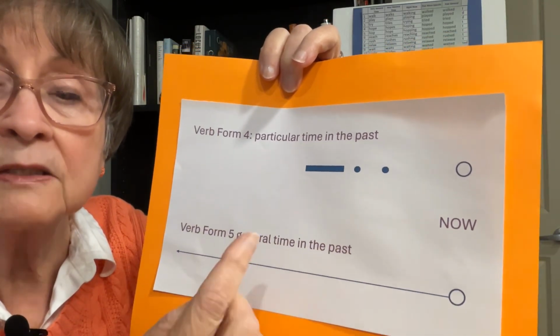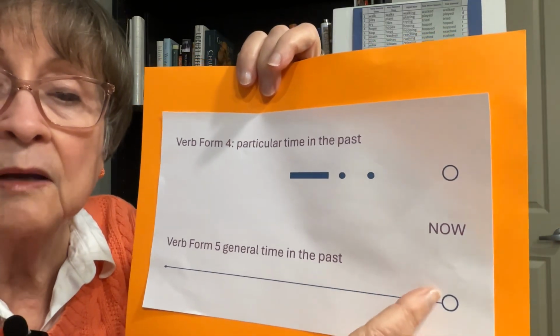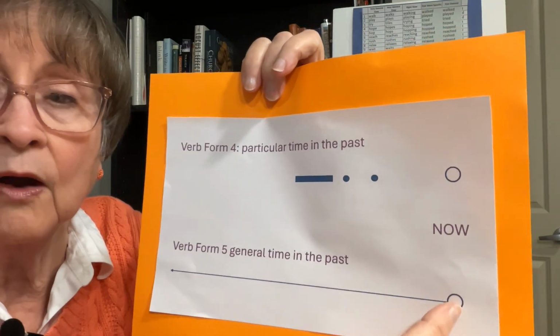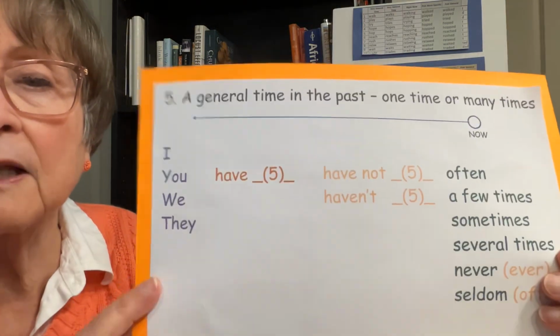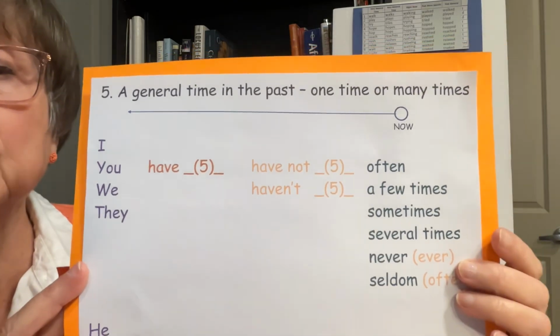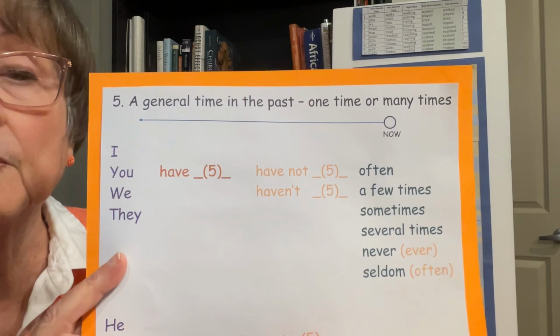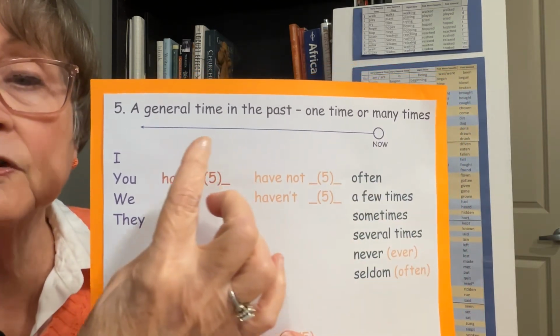Form 5 has a helper, have or has, and it means the time is more general, somewhere behind right now. So from that big poster that I'm not putting up again for right now, this is that piece off of it. It looks like this. Form 5, a general time in the past, maybe one time or many times, but I'm not telling you exactly when. It's before now, somewhere back there.